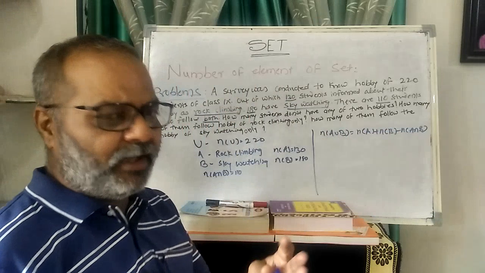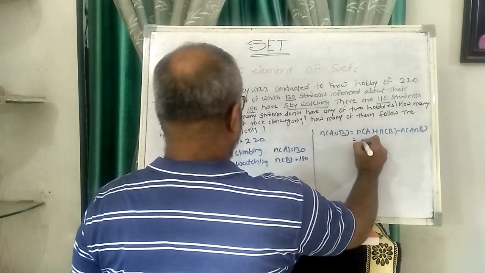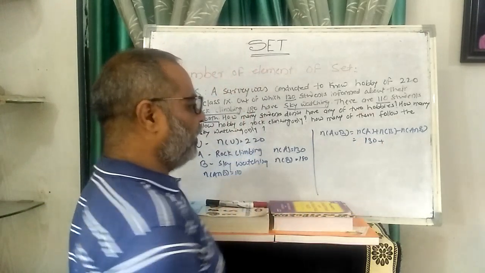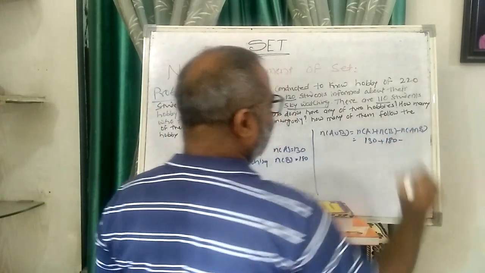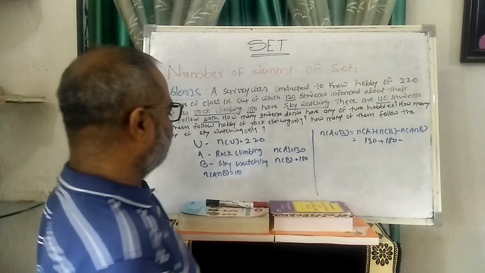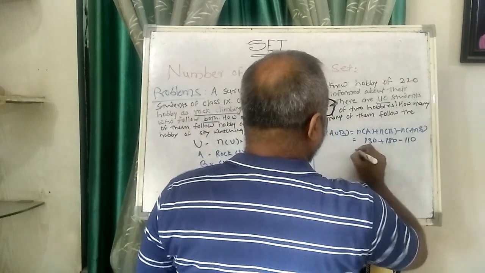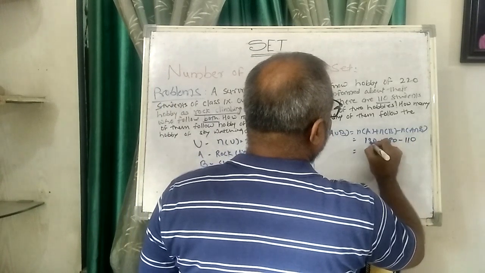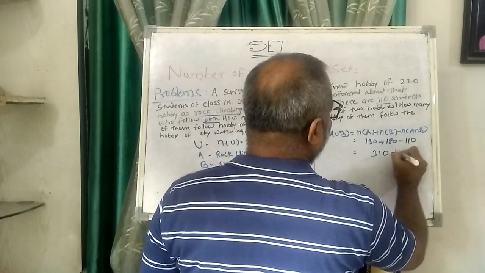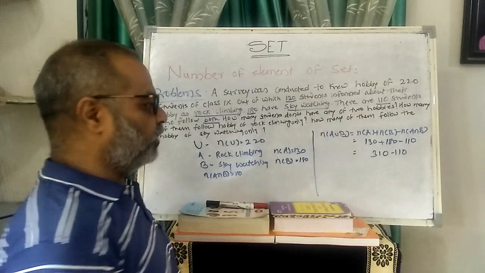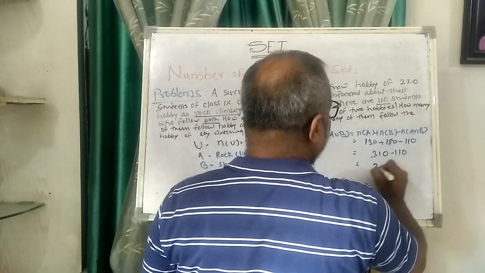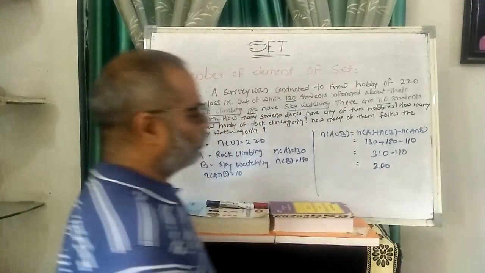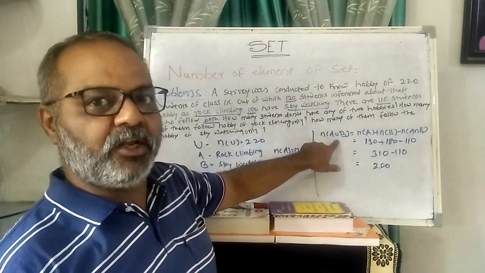I just put the values here. So N of A means rock climbing, 130 students, plus N of B, 180 students, minus N of A intersection B, 110. So here is 310 minus 110, that is 200. So 200 students are in the union.